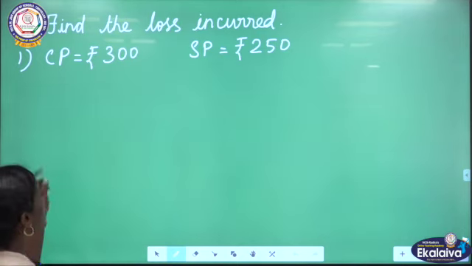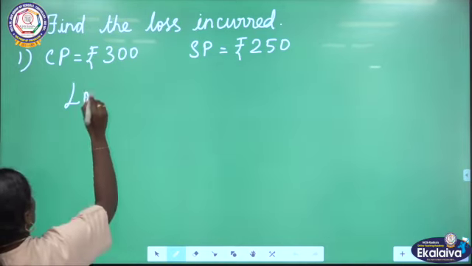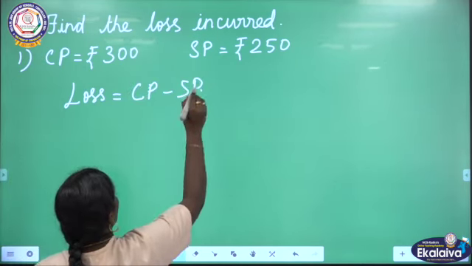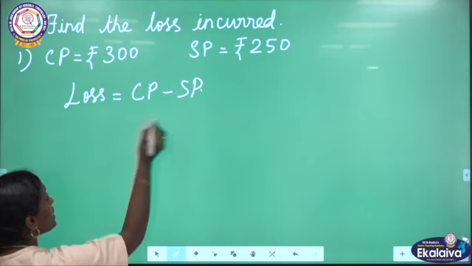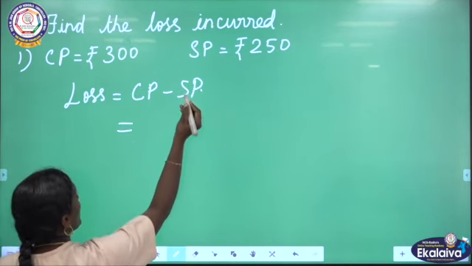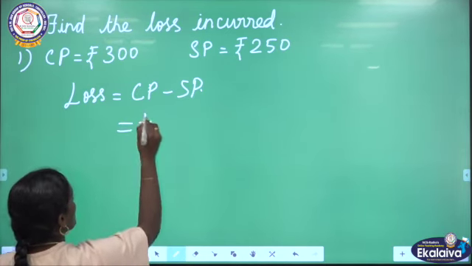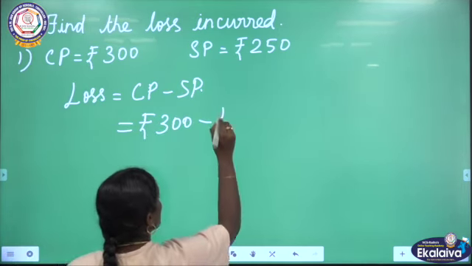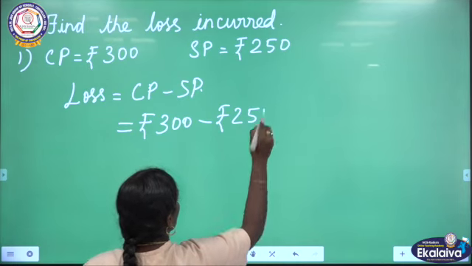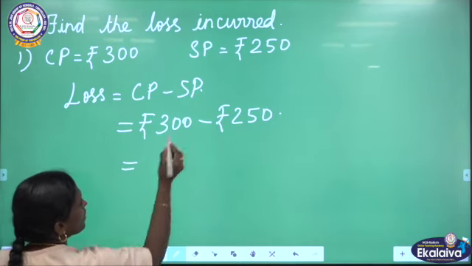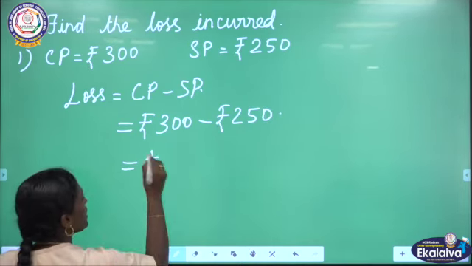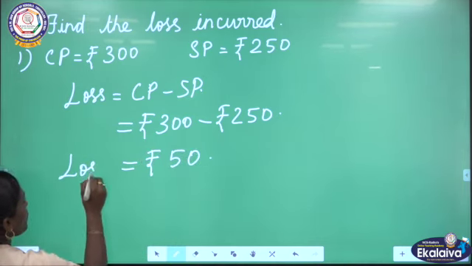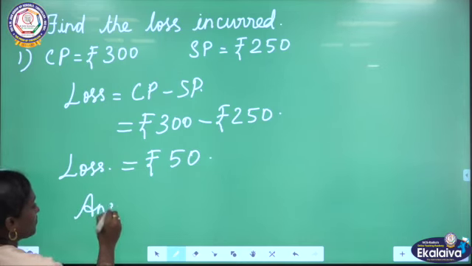To find the loss, what is the formula? Loss is equal to cost price minus selling price. Here the cost price is greater than the selling price. So from the cost price we have to subtract the selling price. Cost price is rupees 300 minus selling price is rupees 250. Now we have to subtract these two. 300 minus 250, we will get 50 rupees. So, loss is equal to 50 rupees.